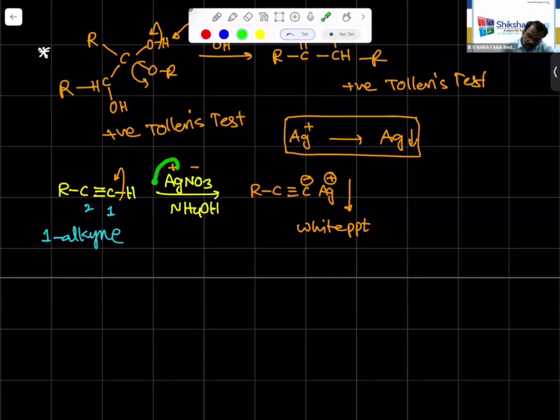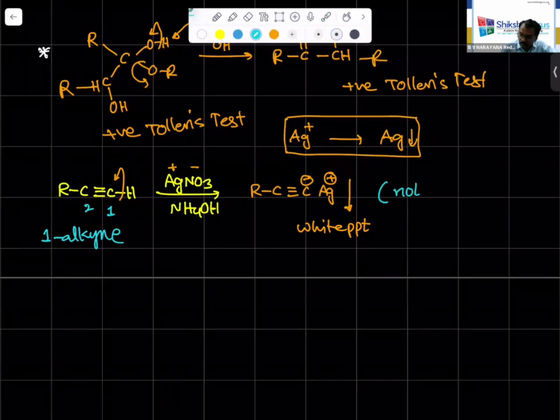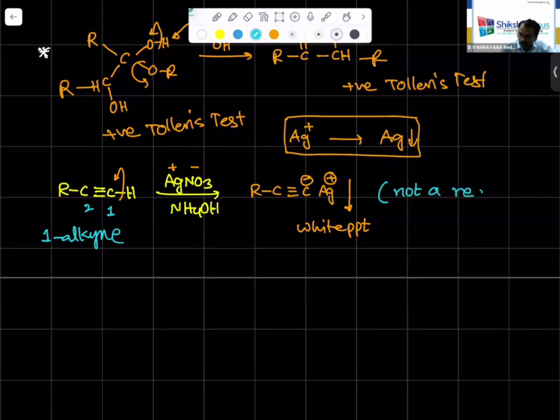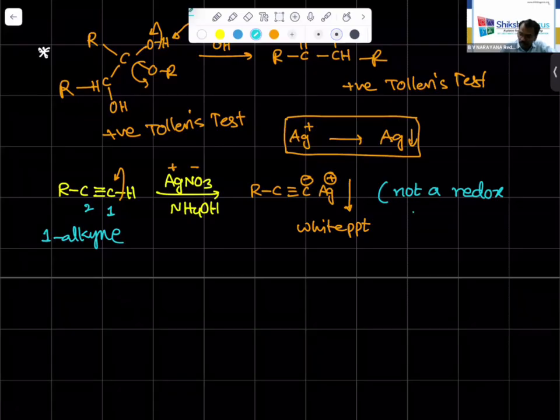Here the silver oxidation state is +1, which means there is no redox reaction. It is not a redox. Meaning, a 1-alkyne reacts with Tollens reagent but does not reduce Tollens reagent. Okay, it is not a redox reaction.